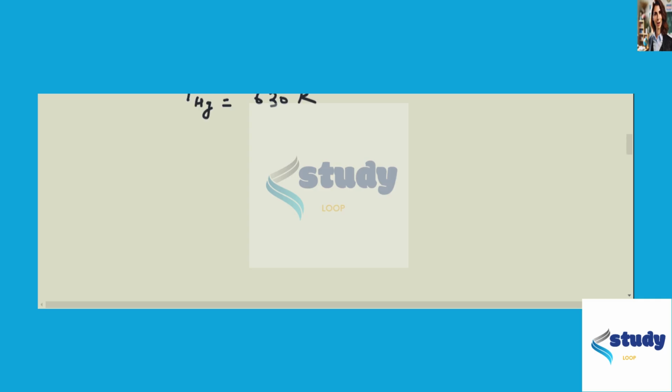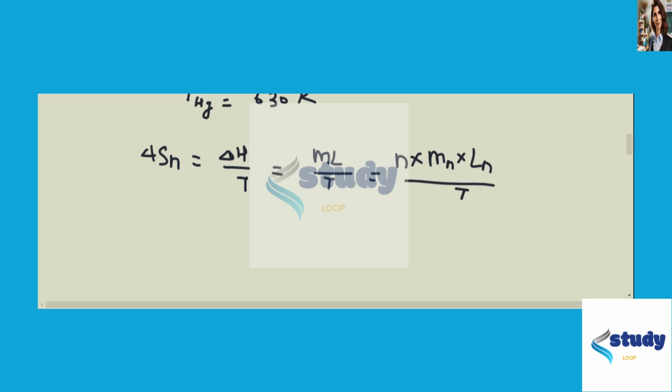Let the change in entropy of nitrogen be represented by Sn, which is equal to delta H upon T. Here delta H for nitrogen is m into L upon T. Here m is the mass of nitrogen, so number of moles into molecular weight into Ln upon T.